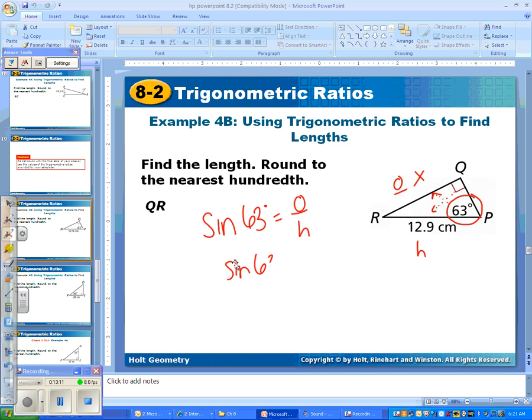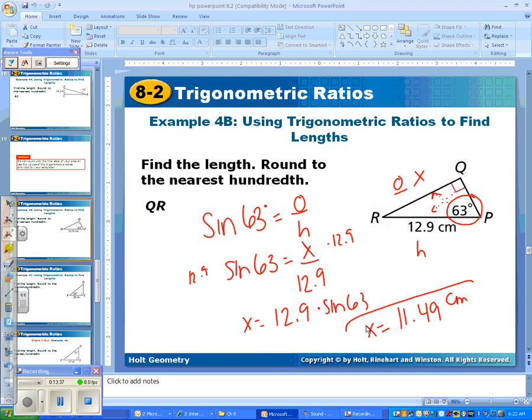So sine 63 equals x over 12.9. And we want to get x by itself. So the opposite of dividing by 12.9 is multiplying by 12.9. So all you have to do is put 12.9 times sine 63 degrees into your calculator, because your calculator knows what sine 63 is. And I get that x equals 11.49 centimeters. If you don't get that, you need to come see me and get help on how to use your calculator.